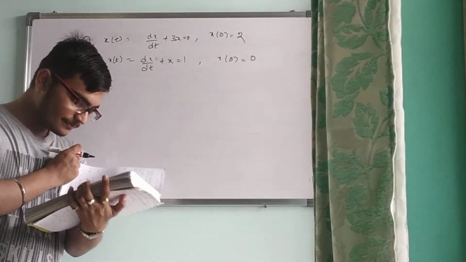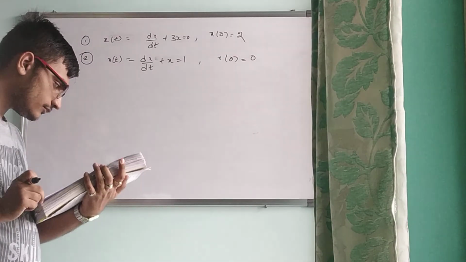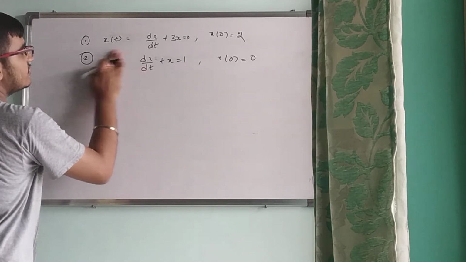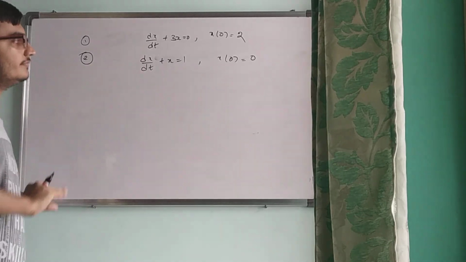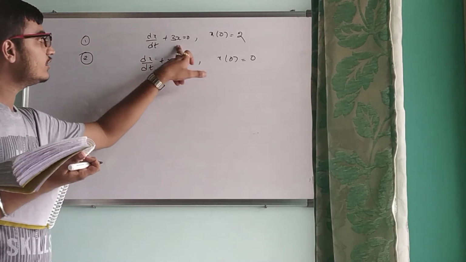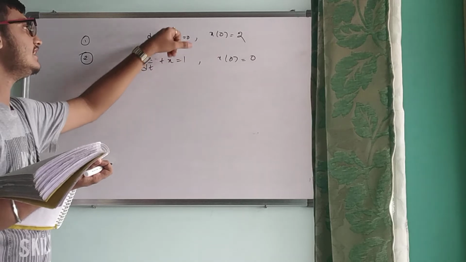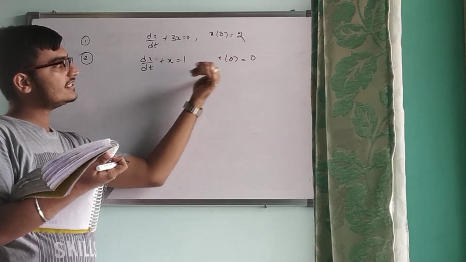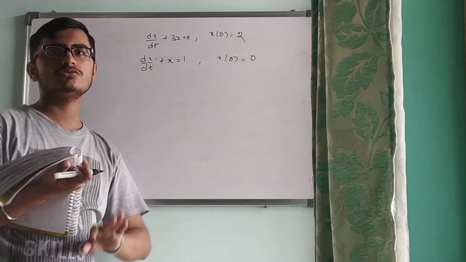Is it clear? Sorry, right. Determine the Laplace transform for the given functions: dx by dt plus 3x is equal to 0, x of 0 is 2; and dx by dt plus x equal to 1, where x of 0 is equal to 0.